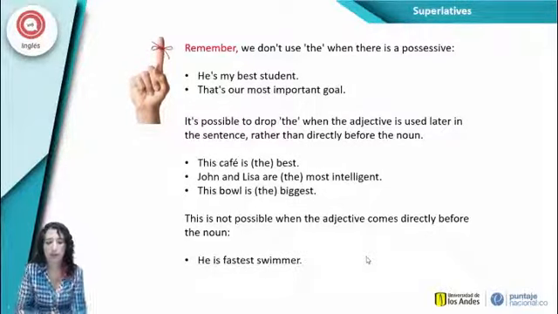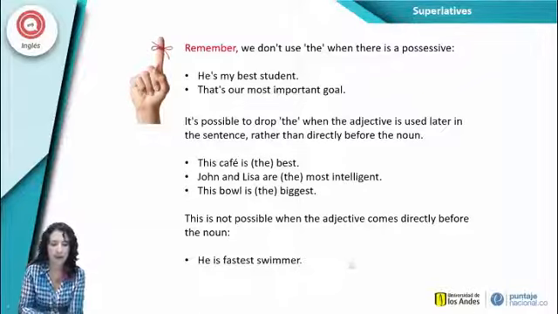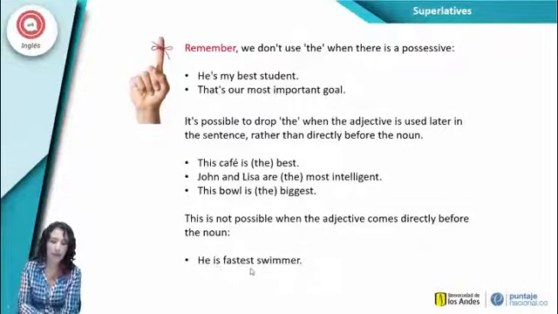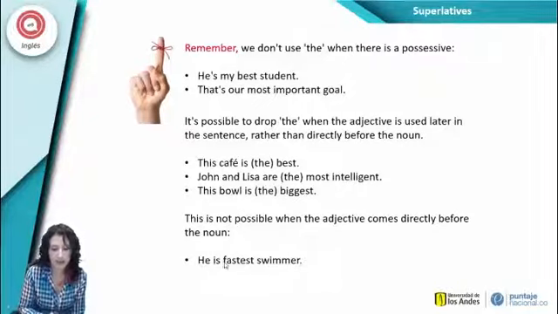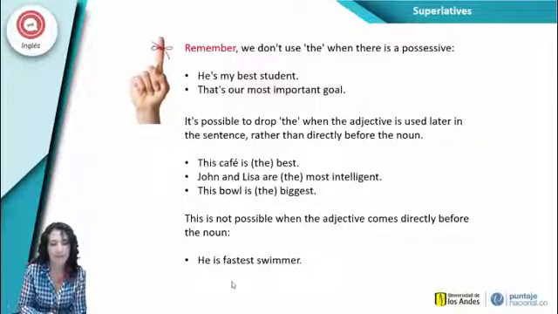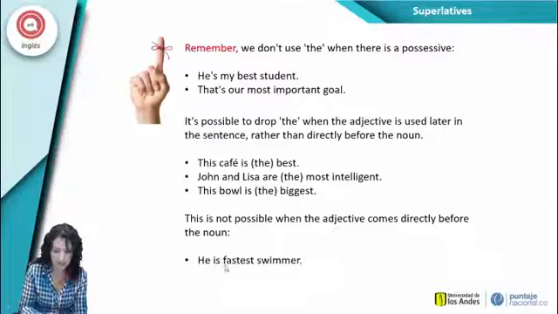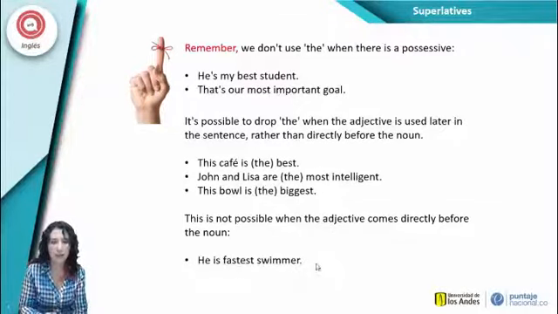Que no podemos quitar el "the" cuando el adjetivo está antes del noun. ¿Sí? Entonces tenemos "his fastest swimmer". Esto estaría incorrecto. ¿Por qué? Porque después del pronombre, que es "he is", tenemos que decir "the fastest". Aquí no podemos omitir el "the", "he is the fastest", porque primero no estamos hablando repetitivamente de la persona o de la acción o de lo que sea, y segundo, tenemos aquí el pronombre "he is", entonces no lo podemos omitir en esta oración. "He is the fastest swimmer" sería correcto.